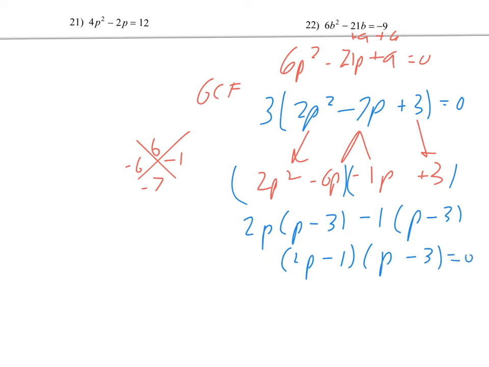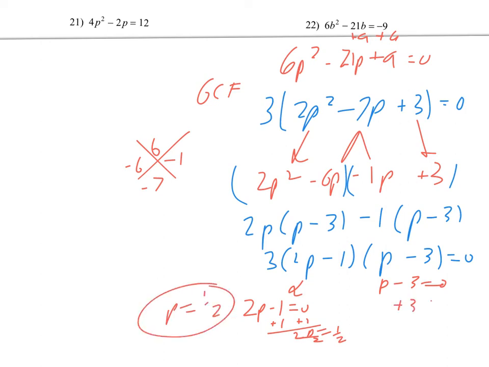Still equal to 0. Technically, this 3 is out here. I don't set that equal to 0 because there's no variable there. So I'm just going to set the parentheses equal to 0. And so this one, I'm going to add the 1. So 2p equals 1, and then divide by 2. So p equals 1/2. Over here, I'm going to add 3 over, and that's it. So p equals 3.